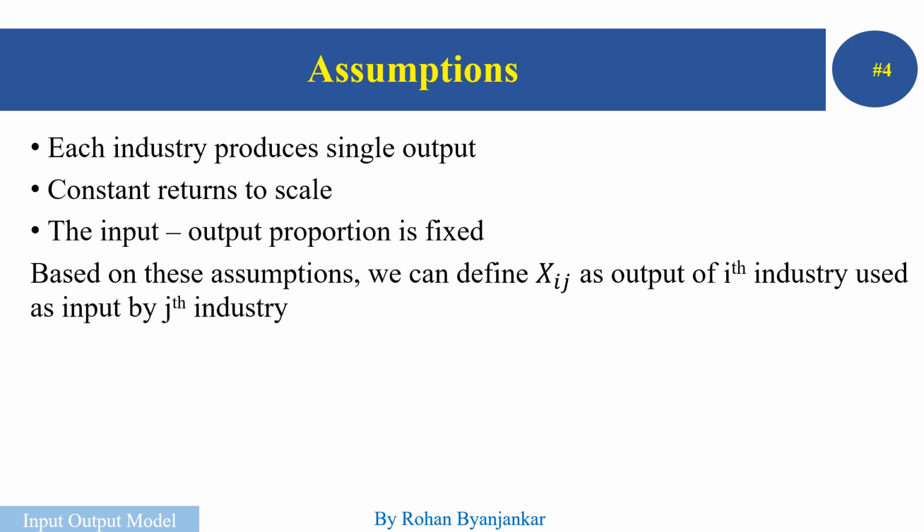Based on these assumptions, we can define Xij as the output of the ith industry used as an input by the jth industry. This means that the ith industry will produce only one output and the jth industry will produce only one output, and these two industries will have simultaneous demand and supply of their goods, and they will demand each other's goods. It means that the output by the ith industry is used as an input by the jth industry, and vice versa. The output of the jth industry can also be used as the input of the ith industry.